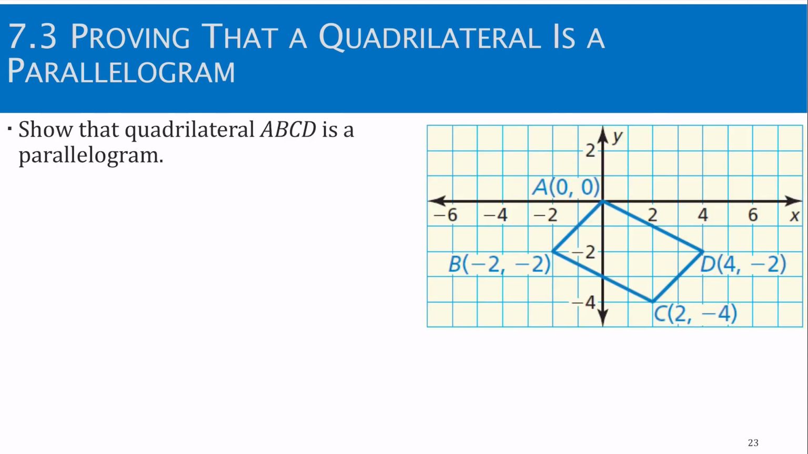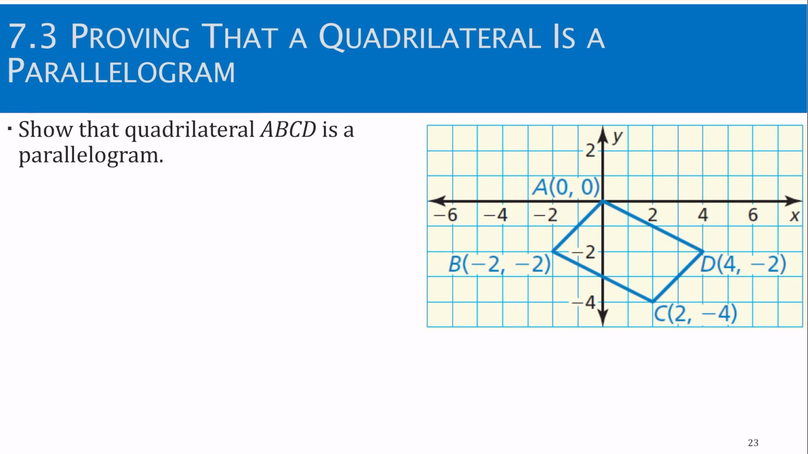All right, this time we have a graph. And we're going to show this quadrilateral is a parallelogram. So from the graph, we could show the opposite sides are parallel using the slope formula. We could show the opposite sides are congruent using the distance formula. We don't know anything about the angles. We could draw diagonals and show the diagonals bisect each other with the distance formula.